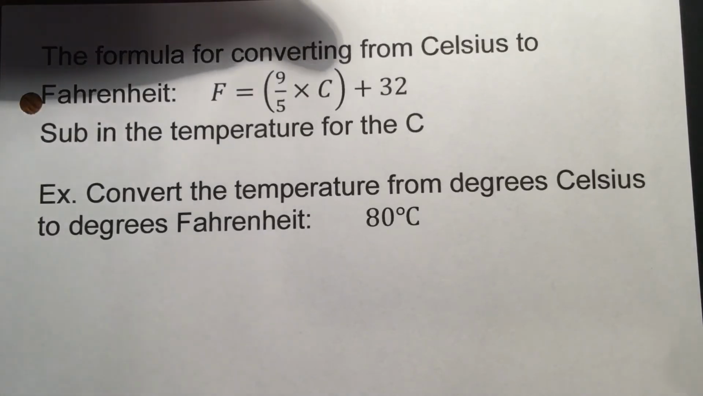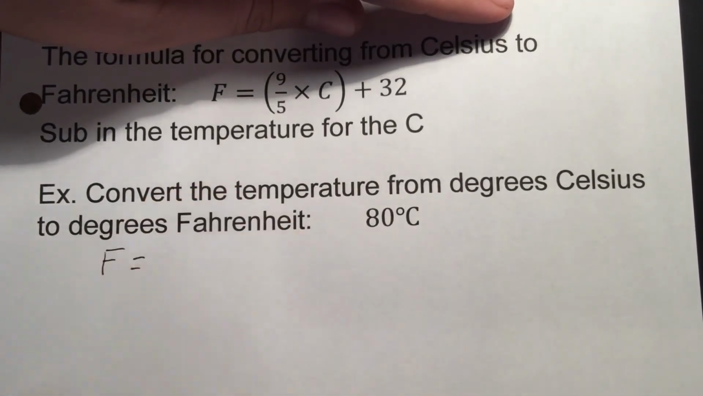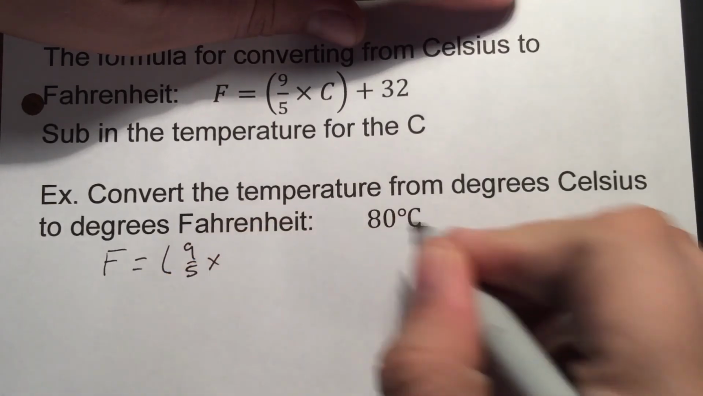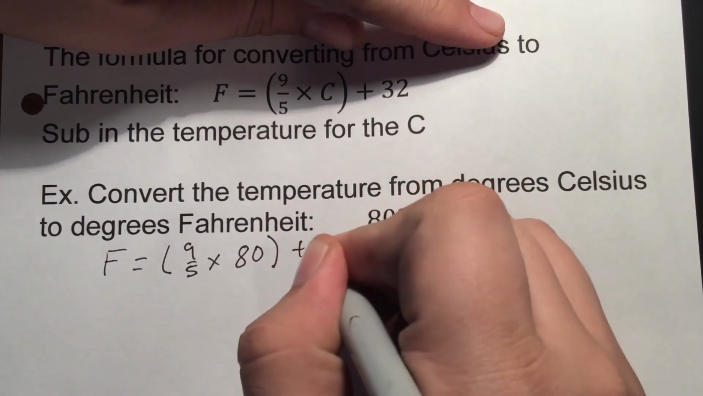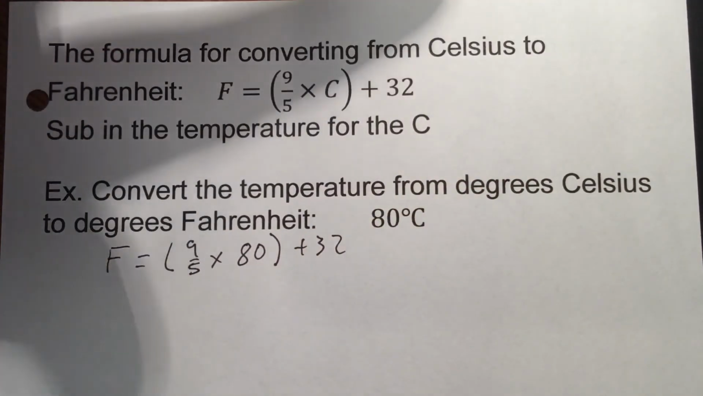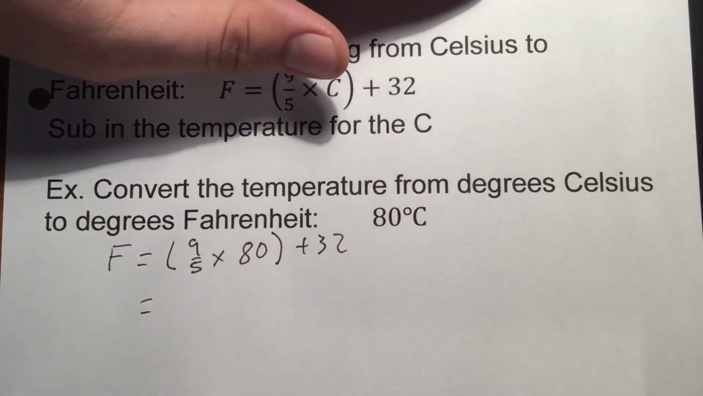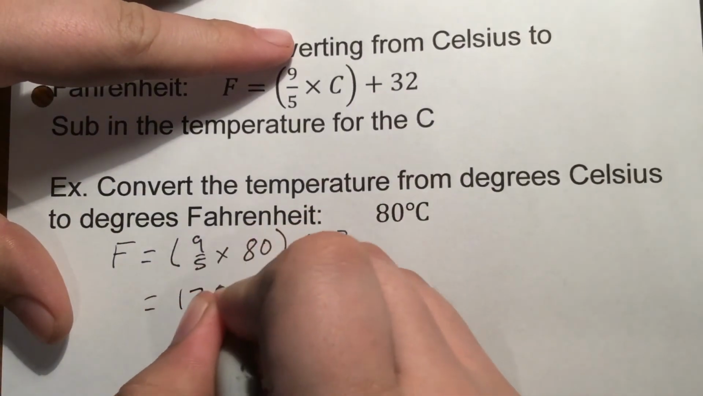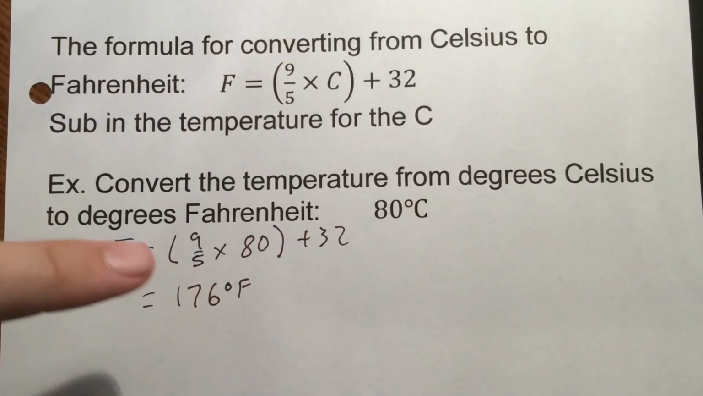So like here, convert the temperature from degrees Celsius to degrees Fahrenheit. So we're going to set up F equals 9/5 times, that's where we're going to put our 80, plus 32. And if you put that in your calculator and multiply it all out, you should get 176 degrees Fahrenheit. So don't forget your label. Make sure you label these up.